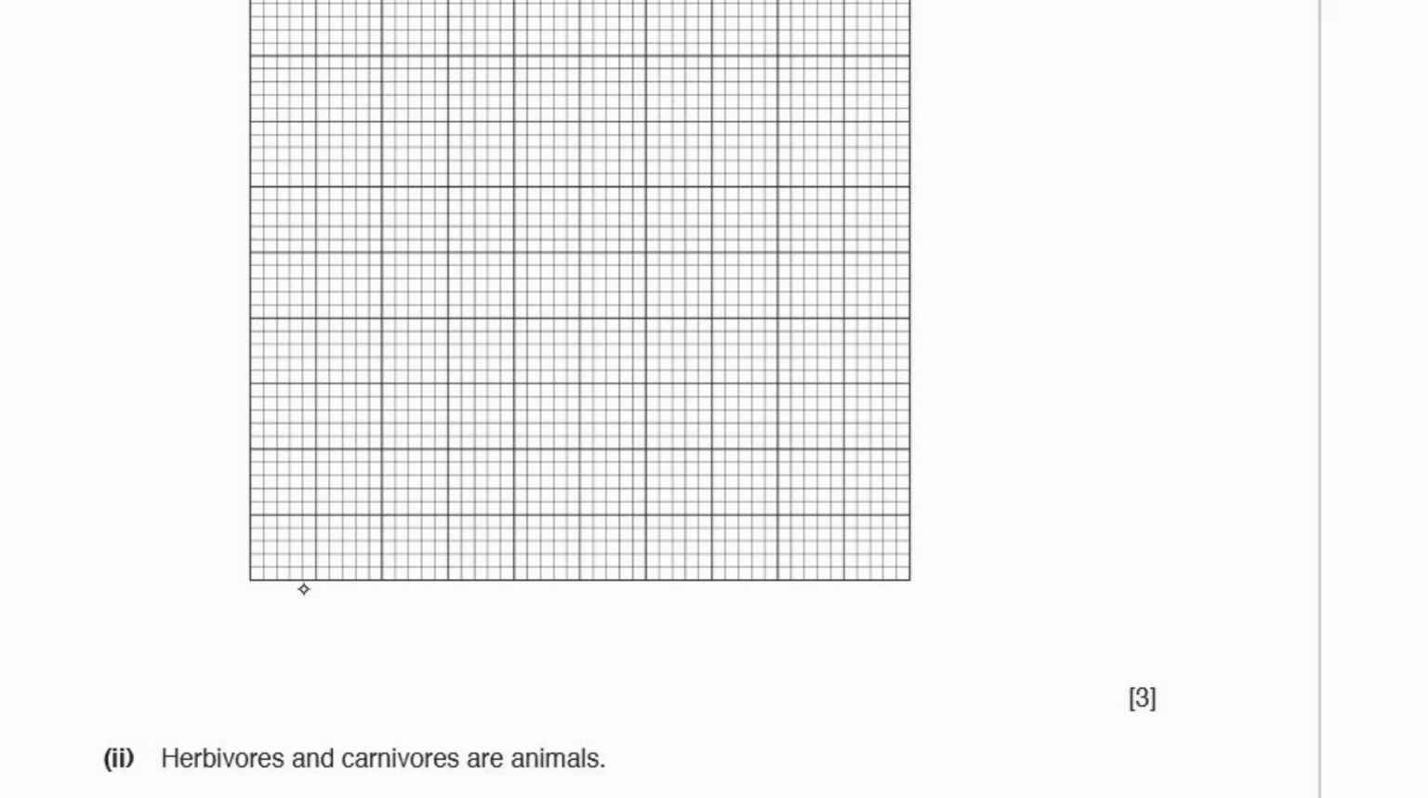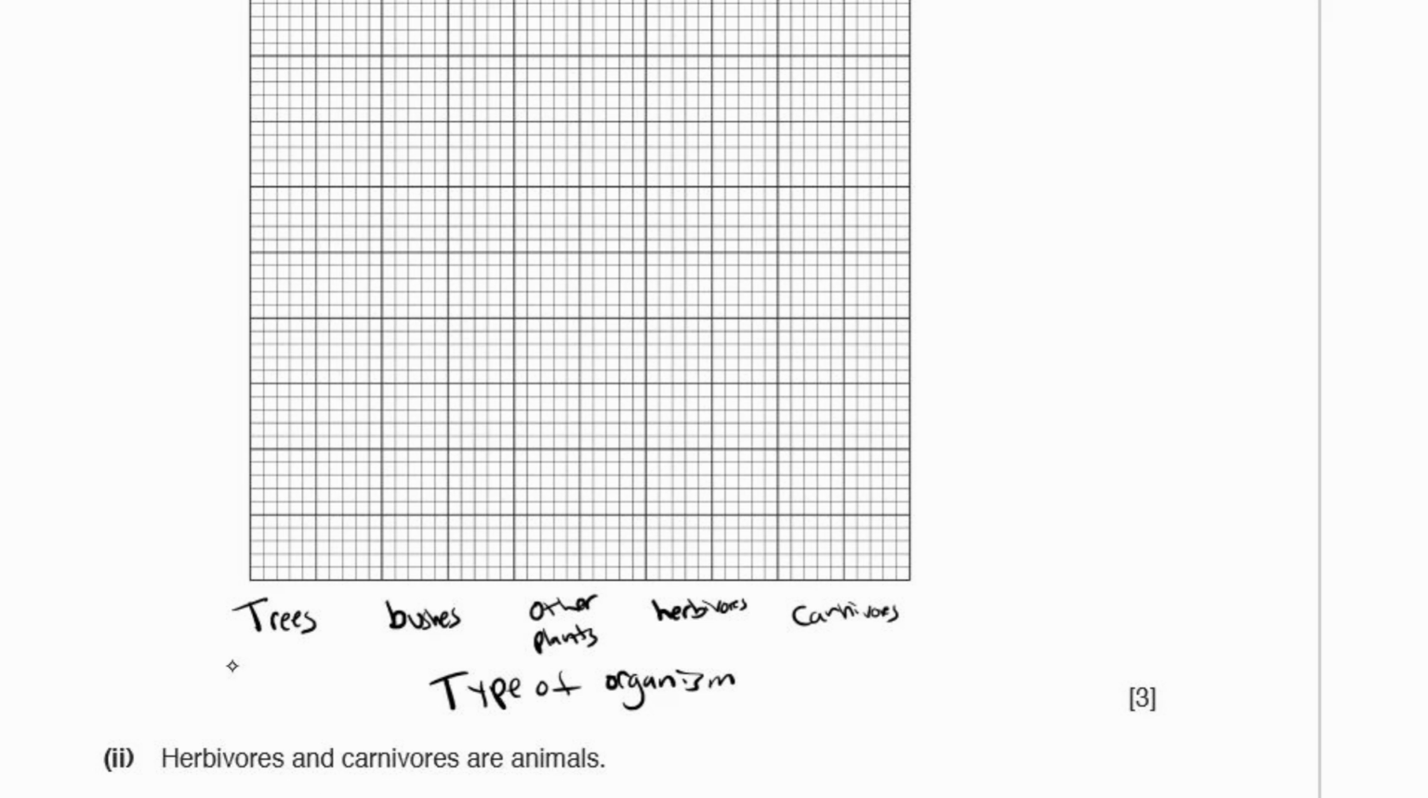Okay, so on the x-axis down here, we have the type of organism, and that's trees, bushes, other plants, herbivores, and carnivores. And you want to take as much space as you can. Okay, but remember, this is a bar chart. It's not a histogram, so we need to make sure that there's a gap in between each.